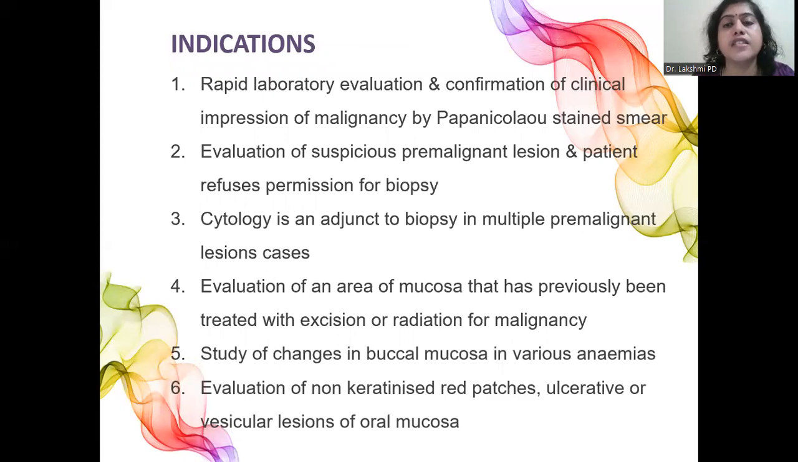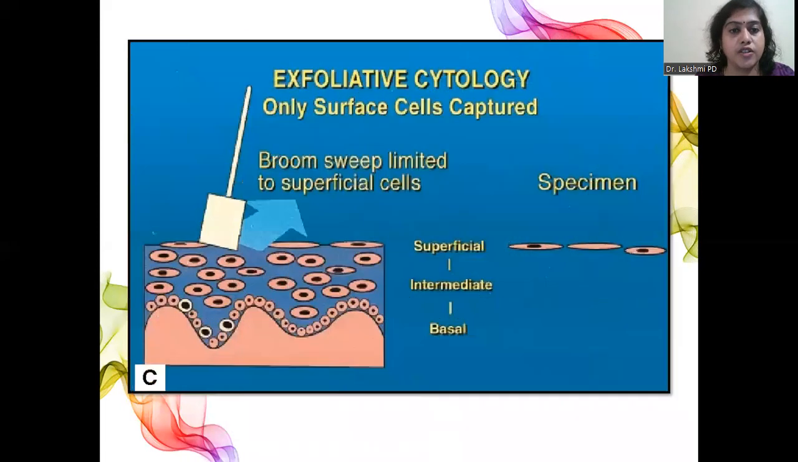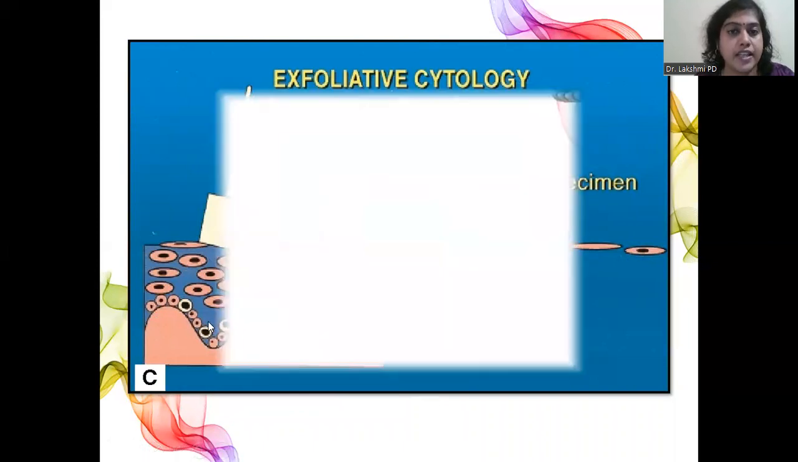Not just for pre-malignancy and precancerous lesions, you can also examine the changes in the buccal mucosa in various anemias. You can evaluate non-keratinized red patches, ulcerative or vesicular lesions of the oral mucosa very painlessly and bloodlessly using exfoliative cytology. This is just a diagrammatic representation of how you do an exfoliative cytology, and always keep in mind, you get only the superficial cells as a specimen for examination. You do not get any information about the intermediate or the basal cell layers.